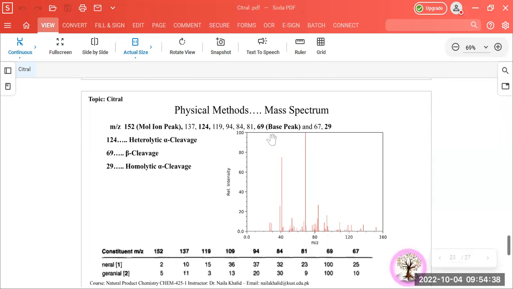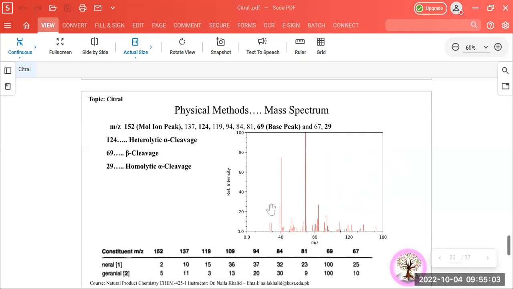Similarly, mass spectrum analysis gives you different peaks. Among these, I have given you some prominent peaks, like the base peak at 69. This shows that beta cleavage takes place, and beta cleavage gives you the peak at 69. And similarly, homolytic alpha cleavage gives you the peak at 29 in this region.